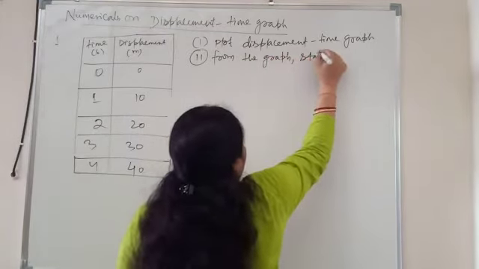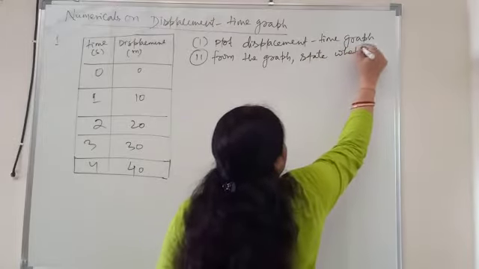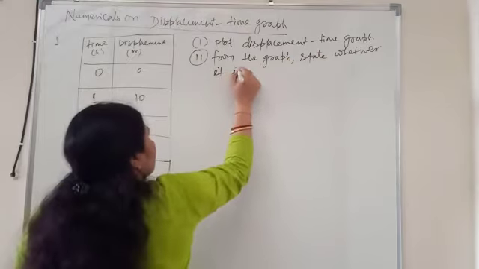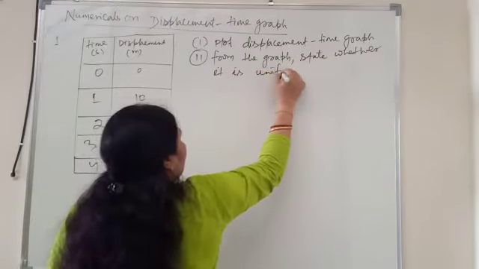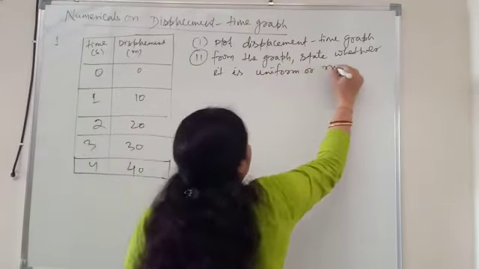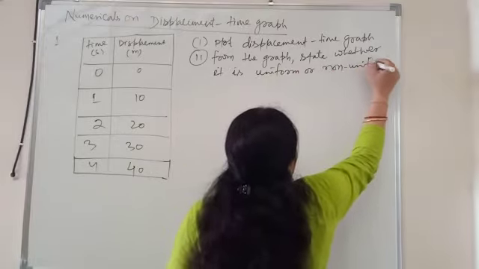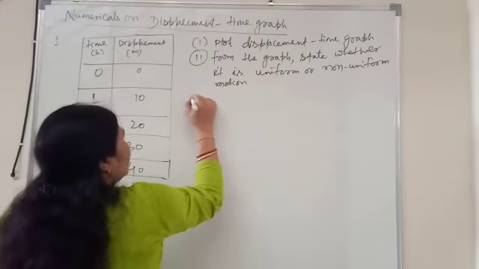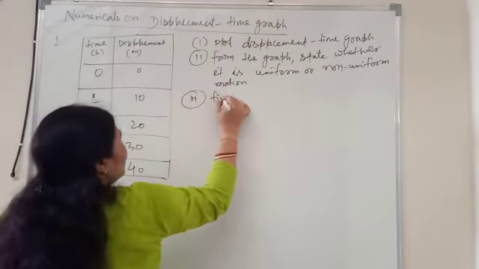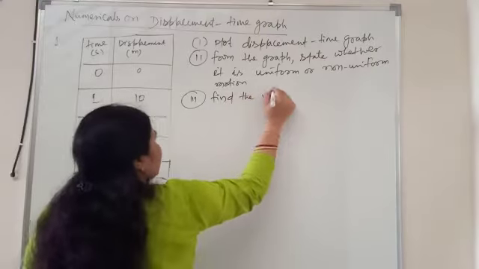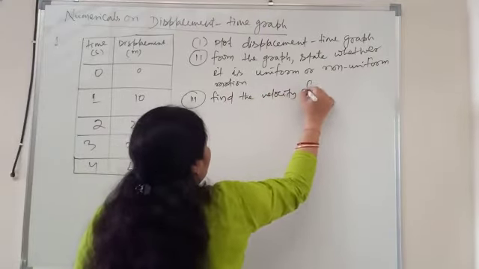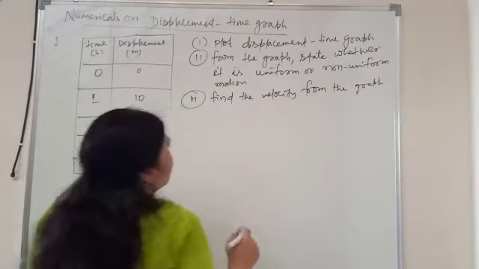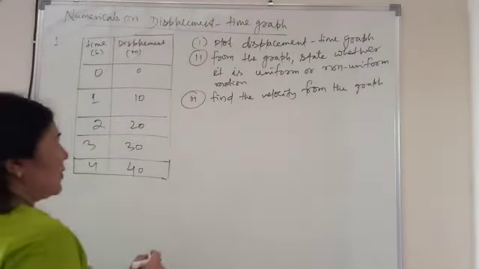The second is, from the graph state whether it is uniform or non-uniform motion. And the third one is, find the velocity from the graph. Okay, so these are the three things asked here. First, to plot the graph.